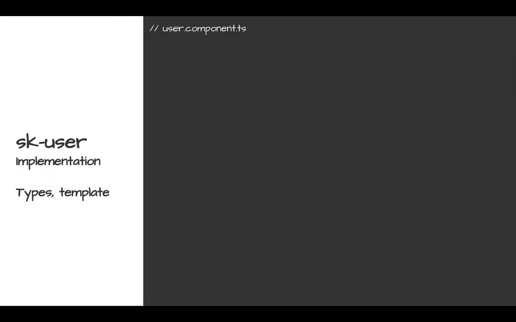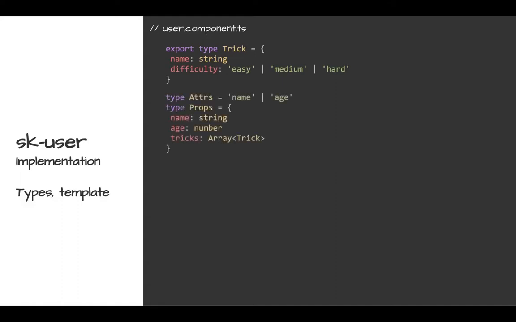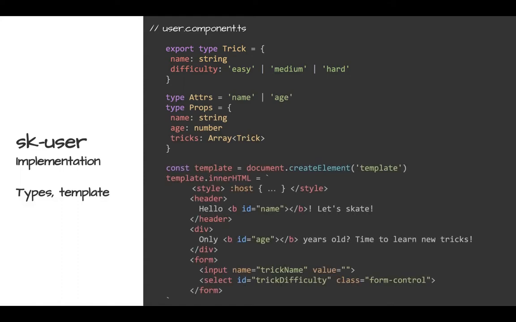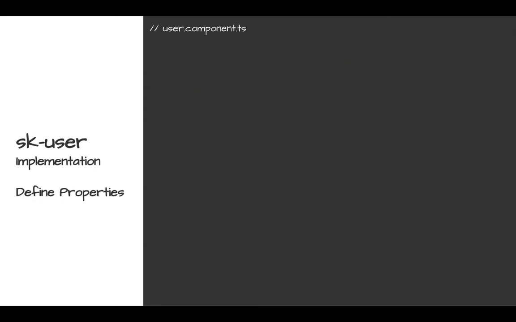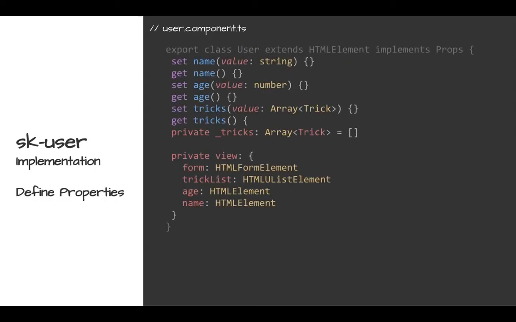So let's start implementing. Because we are using TypeScript, we will define a model for a trick. Then we can define the props of our component, and then we will write the template. There is a lot of stuff, you don't have to read it all, just for imagination. Then we need to define properties of that element, right? So setters, getters, all the way.